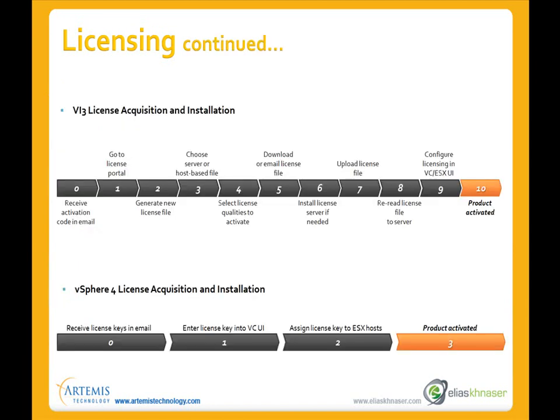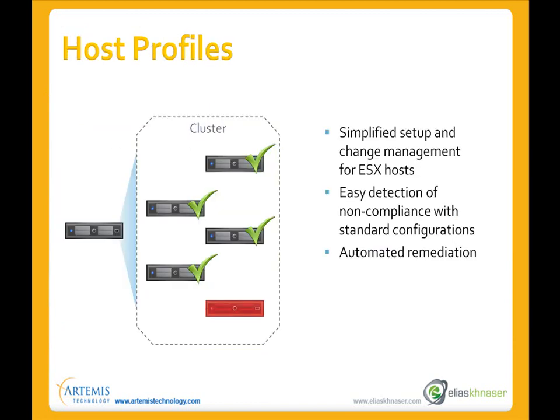Alright, now let's take a look at how licensing has changed from VI3 to vSphere. As you can see in this graph, in the VI3 days you had about 10 steps in order to get licensing to work. With vSphere, that is completely revamped. It's much simpler now. You just go to the VMware license portal, you receive a license file, you enter the license key, you assign the key, and boom, you're activated. So it's 4 steps rather than 10. It's much simpler. You don't have to deal with license files and all the crap that we were dealing with before.